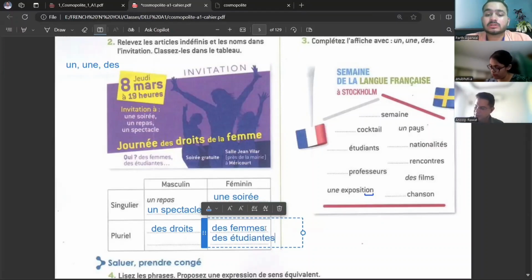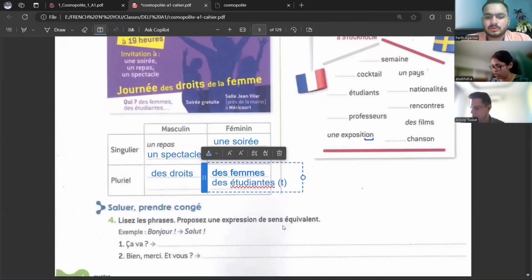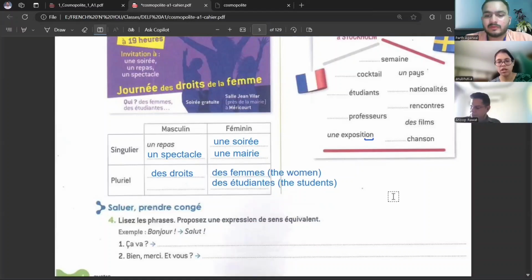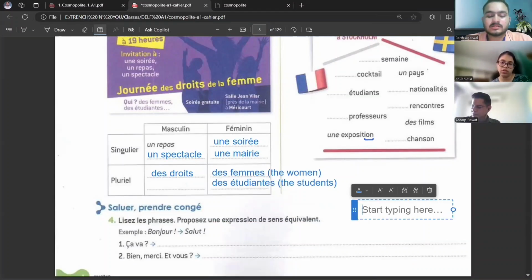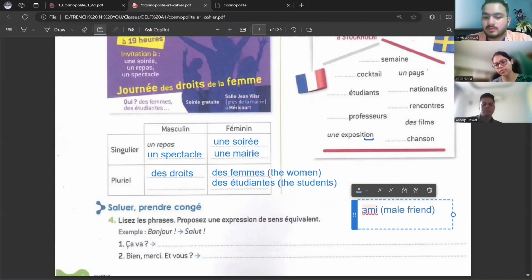Étudiante, in fact, because it is feminine. Yes, right? So étudiante means the students, or the female students, we can say. Similarly, in French, this is with everything actually. If it is ami, this is a male friend. If it is amie with an e in the last, it will be a female friend.